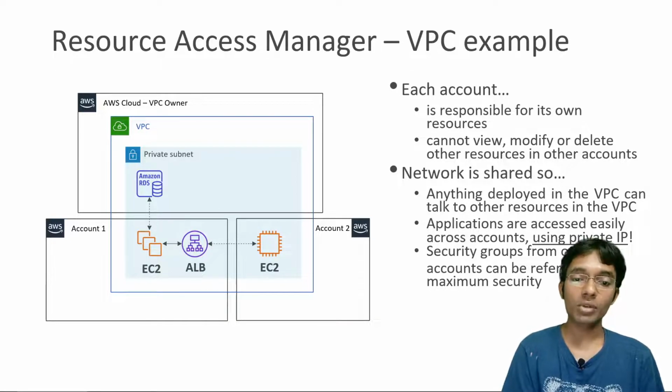So for example, if I deploy an EC2 instance and an ALB in account 1, then account 2 will have an EC2 instance. They can communicate with one another, but they cannot view each other, because they are in separate accounts. Then your database, Amazon RDS, may sit in a private subnet of the VPC owner, and so the network is shared. That means all these things can talk to each other, and these applications can access each other using private IPs. This avoids the need, for example, to do VPC peering.